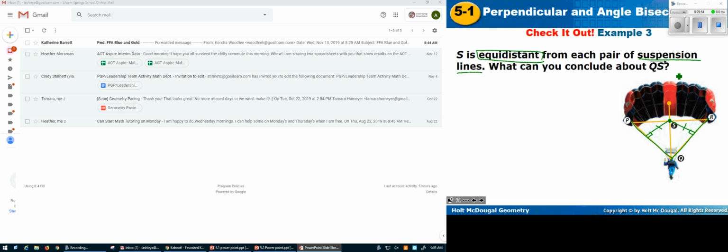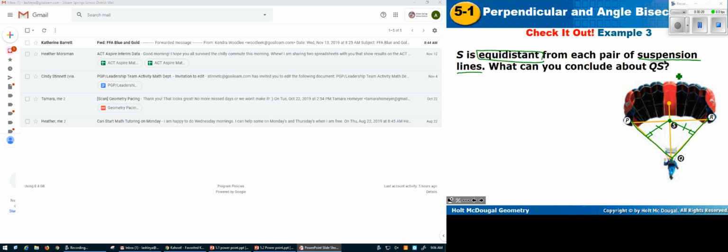Is everybody with me there? S is equidistant from the suspension lines, is what's given to us. But distance has to be drawn perpendicularly. Again, I would not measure my distance over to this wall by walking diagonally. I would do it perpendicularly. So if they say the distance from S to this line, they mean it perpendicularly. Are you guys with me?